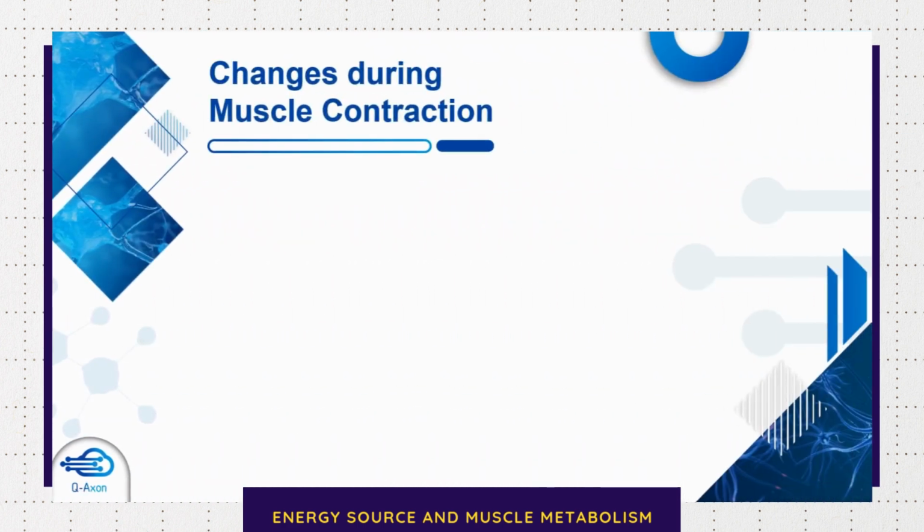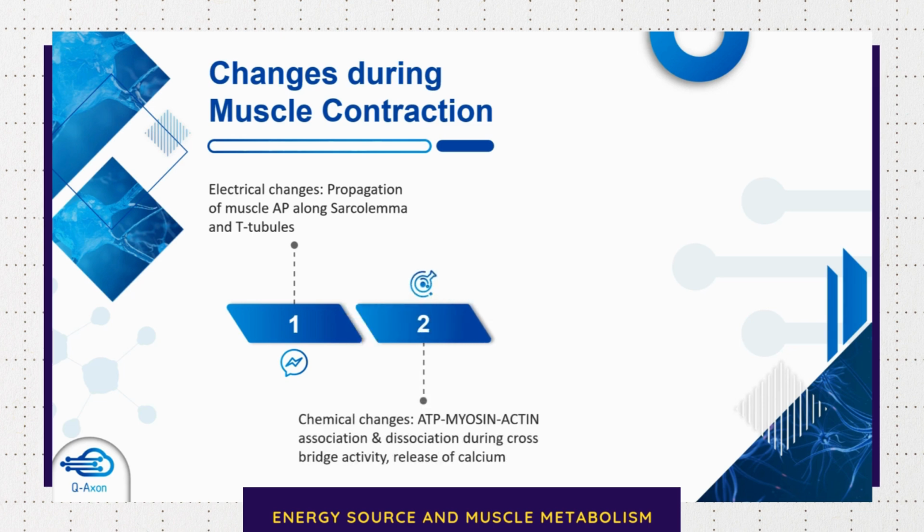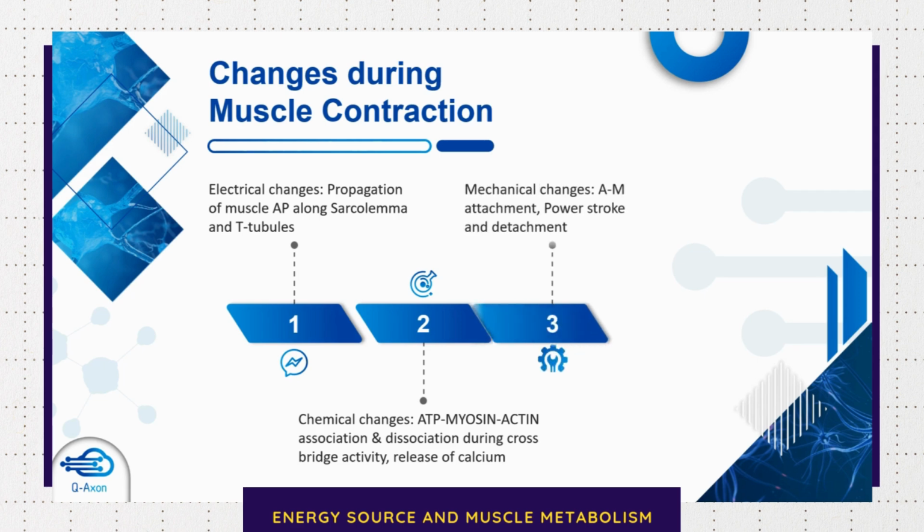What are the changes that accompany muscle contraction? There are electrical events, chemical events, mechanical events, and thermal events. The main electrical event is the propagation of the muscle action potential along the sarcolemma and the T-tubules. The chemical changes include the association and dissociation of ATP, myosin, and actin, that is the cross-bridge activity, and also the release of calcium ions. The mechanical changes refer to the attachment of actin and myosin, the power stroke that follows, and the detachment. And then there are thermal changes, which we shall discuss next.